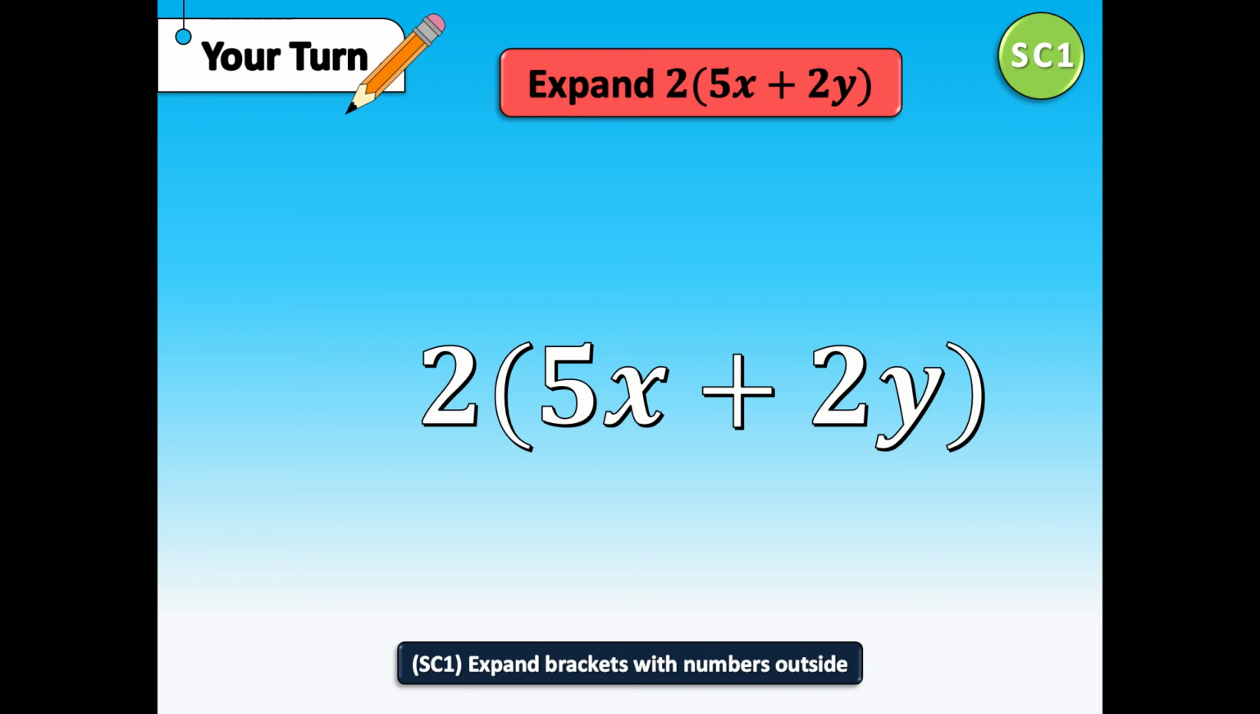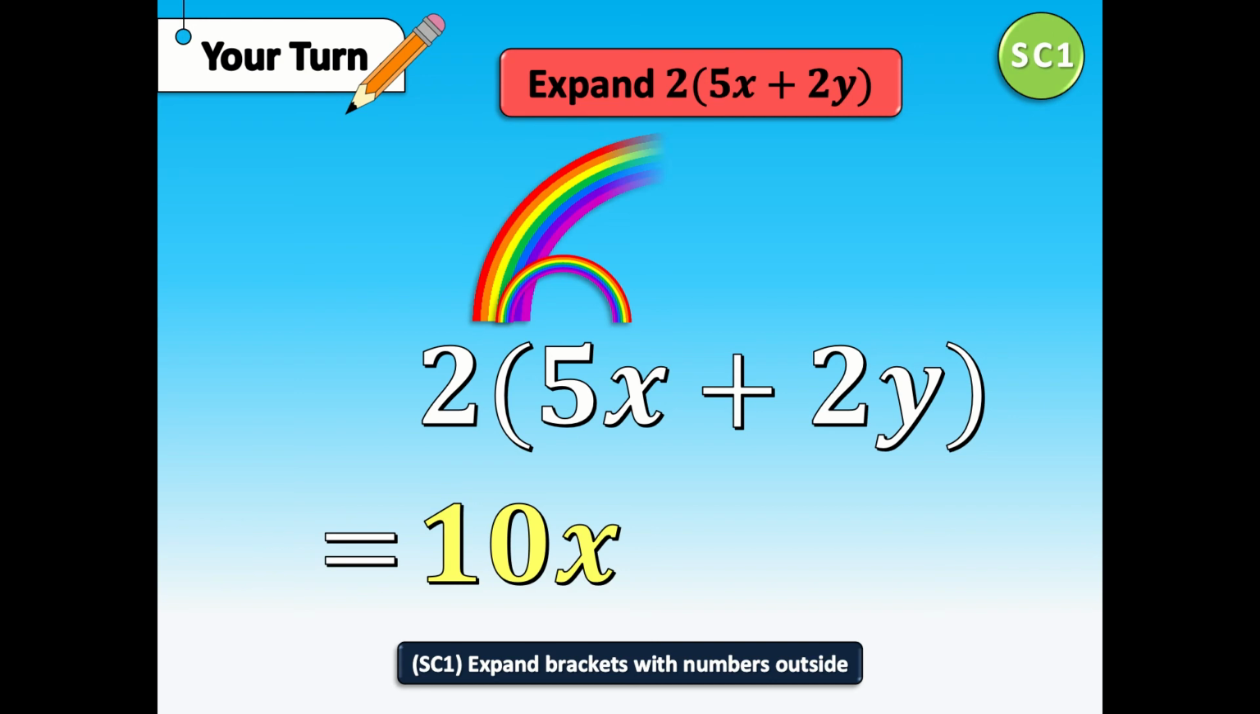Here's another question for you to have a go at. Pause the video, and when you're ready to see what you should have done, press play. So for this question, we do 2 times 5x, which is 10x, and 2 times 2y, which is 4y.